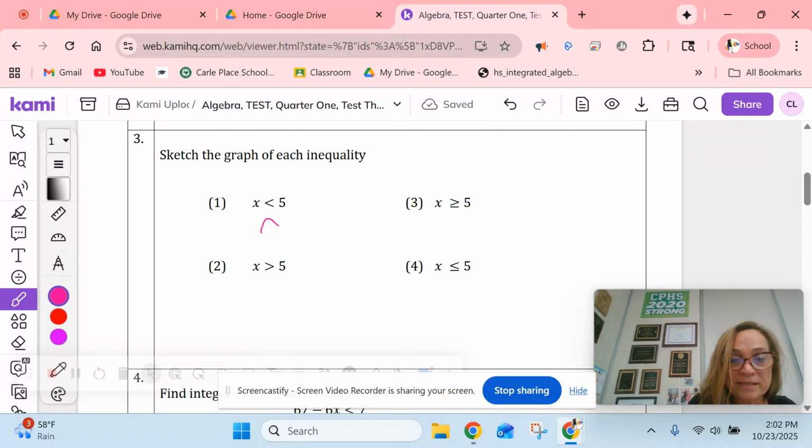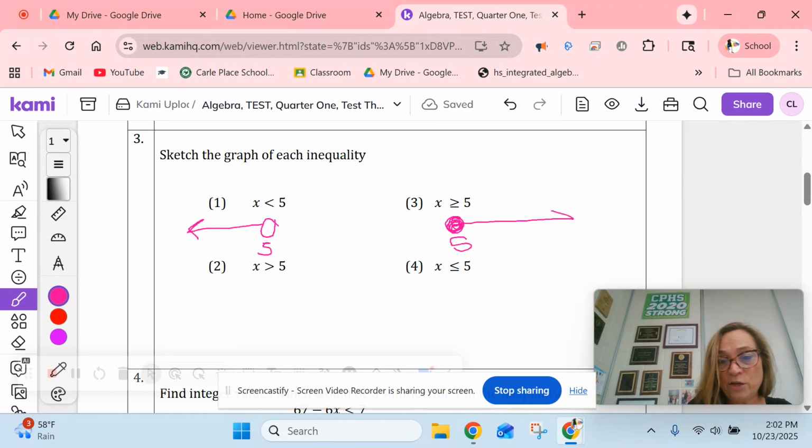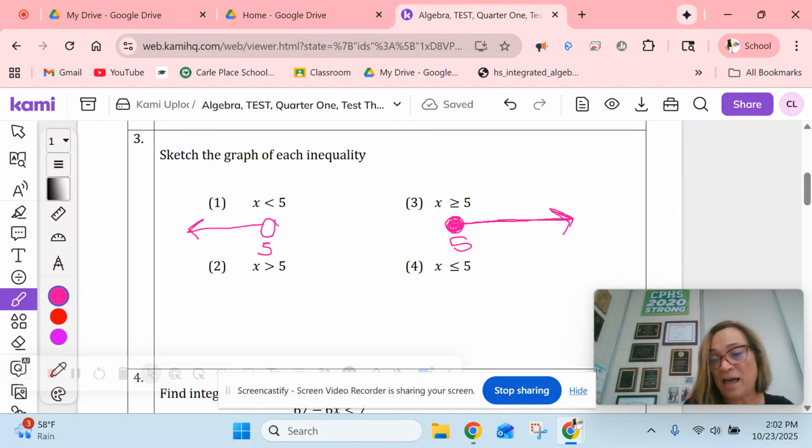Sketch the graph of each inequality. Okay, so that's going to be an open circle at 5, and that says is less than, so it goes to the left. This is going to be a closed circle at 5, and that says is greater than or equal to. The is greater than is what makes it go to the right, but the or equal to makes the dot or the point filled in.